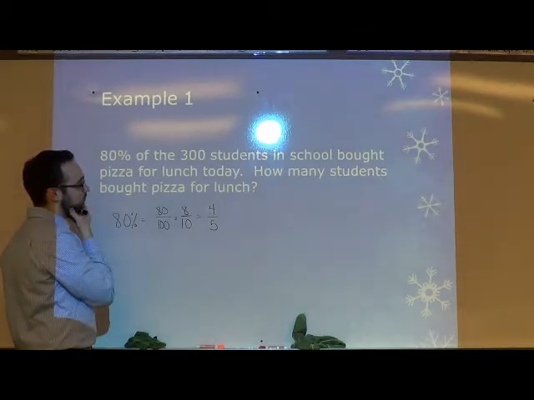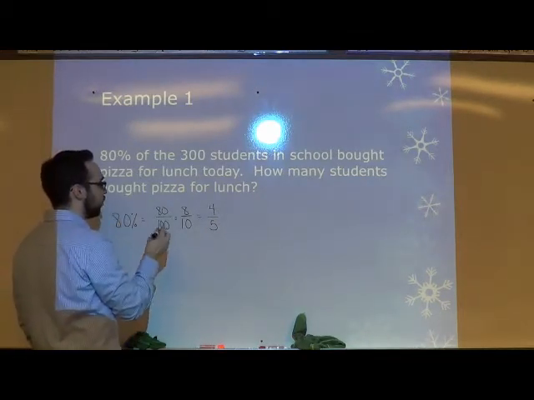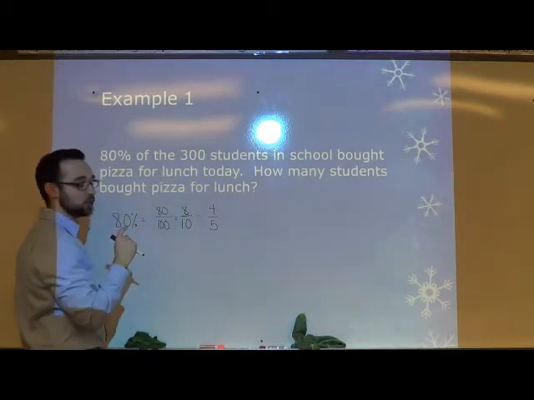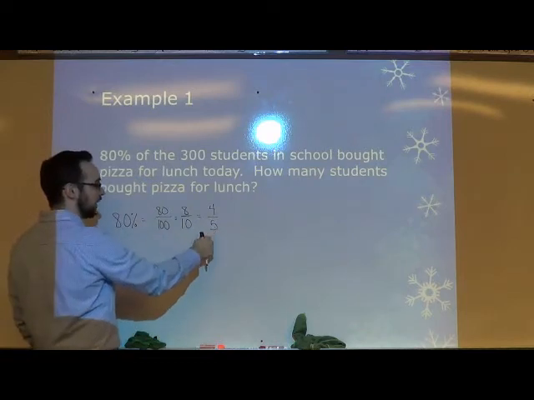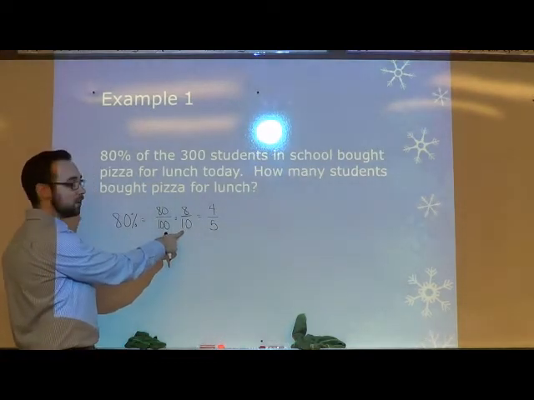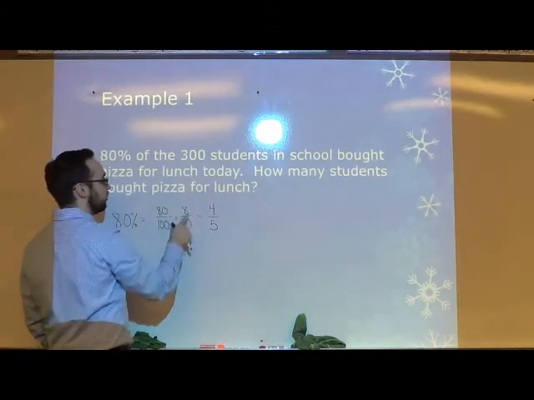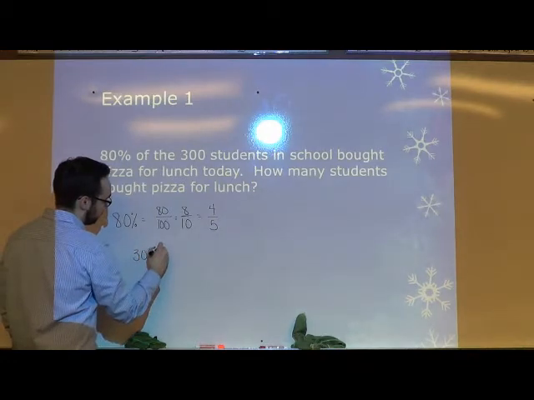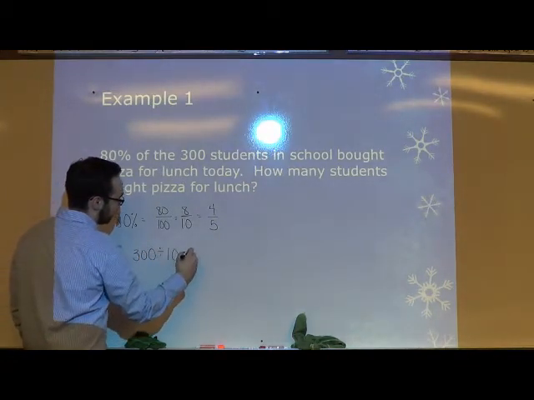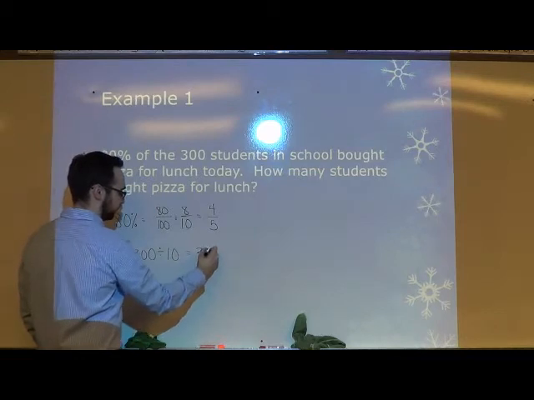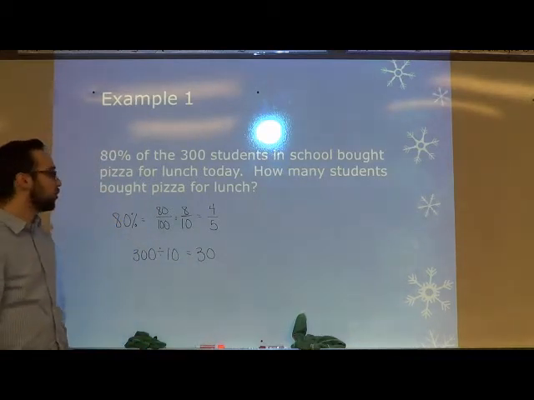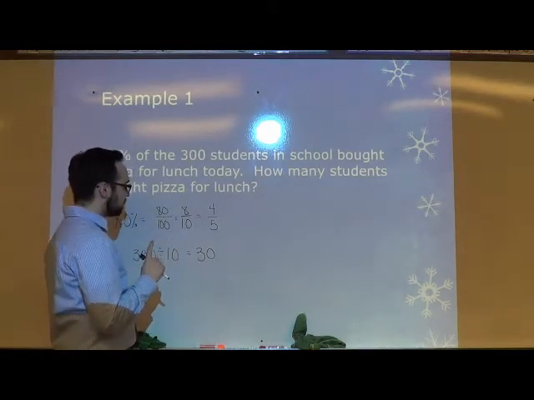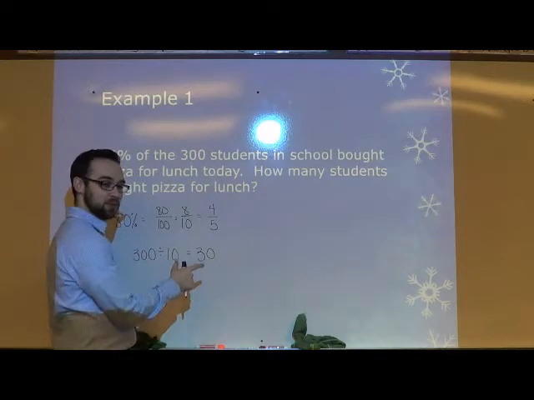Now, what I want to do is say, well, how many groups of 5? Well, how many times will 5 go into 300? Or, if you don't know that, it's easier to divide by 10. So let's say we divide 300 by 10 to see how many groups of 10 there are. Because 300 divided by 10 is easier, you just cancel the zeros, and it equals 30. So there are 30 groups of 10. So what this tells me is every 10% is 30.